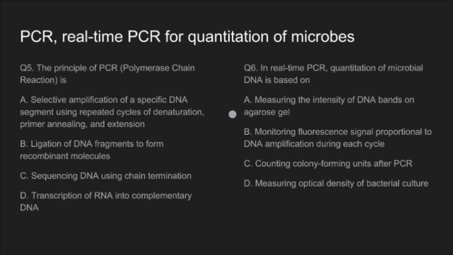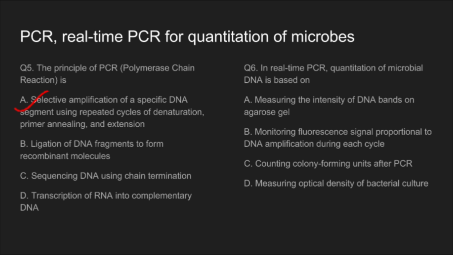Okay, now next question is question 5. The principle of PCR is A, selective amplification of a specific DNA segment using repeated cycles of denaturation, primer annealing and extension. B, ligation of DNA fragments to form recombinant molecules. C, sequencing DNA using chain termination. D, transcription of RNA into complementary DNA. So the correct answer for this question is option A, that is selective amplification of a specific DNA segment using repeated cycles of denaturation, primer annealing and extension.